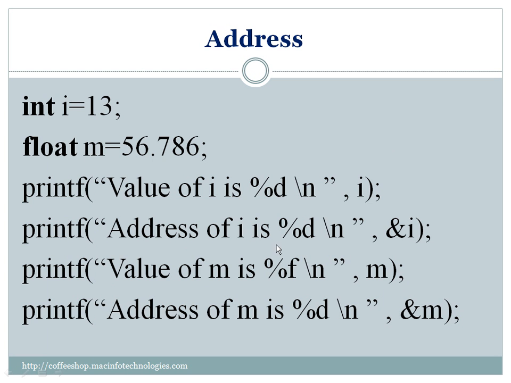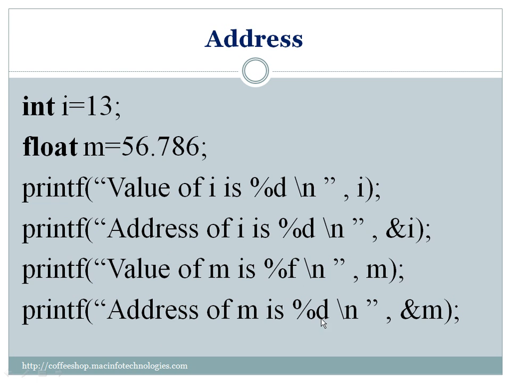Printf address of i is %d. Whenever we say ampersand i, the meaning of ampersand i is address of i. So it prints the address of i here. And for value of m, it uses %f. So it prints the value of m, that is 56.786, in the place of %f.